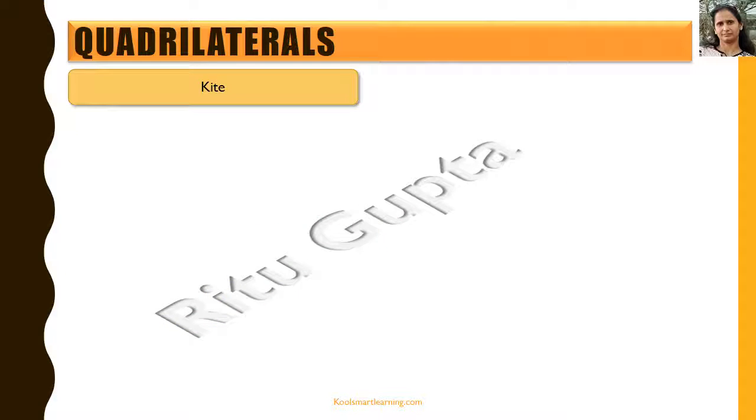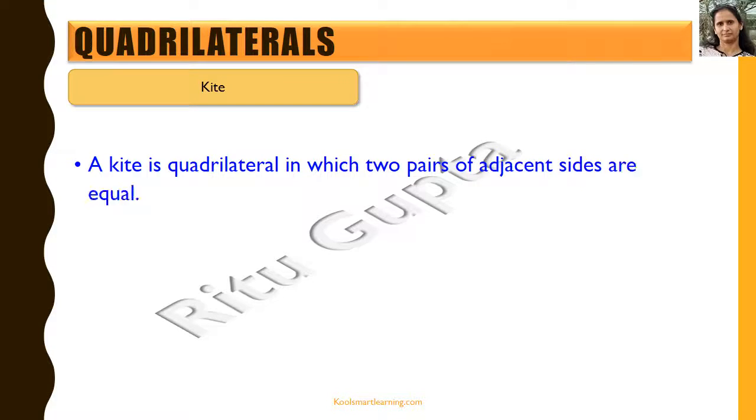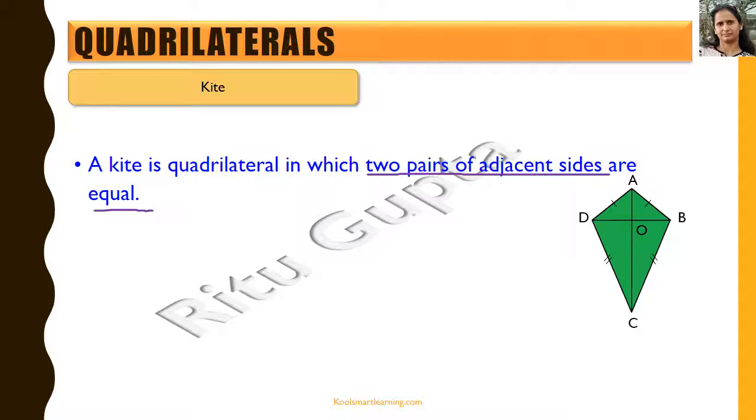So friends, now let's talk about another quadrilateral, which is kite. A kite is a quadrilateral in which two pairs of adjacent sides are equal. So we have this kite here where AD and AB are adjacent sides and they are equal. This is one pair, and second is DC and CB. This is another pair of adjacent sides which are equal.